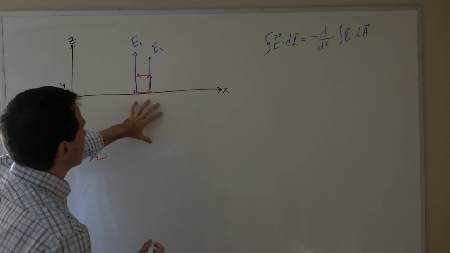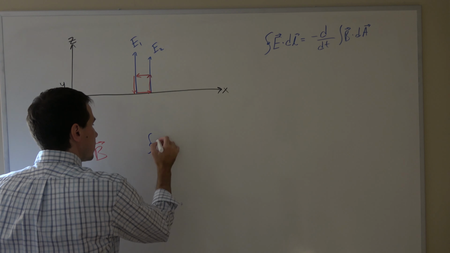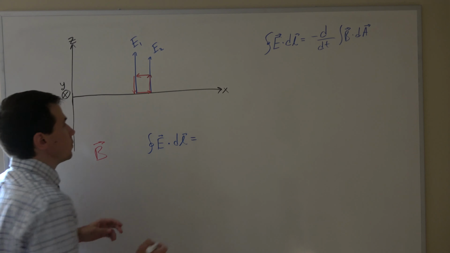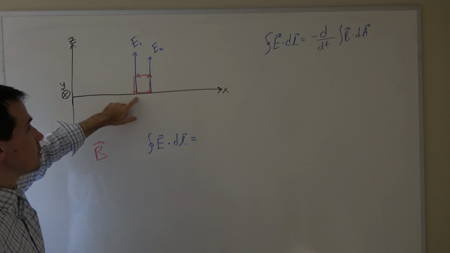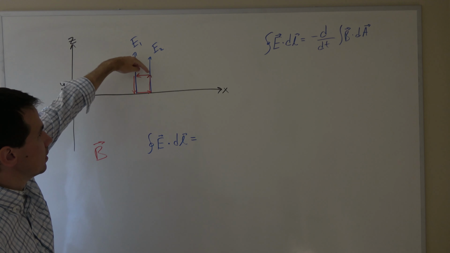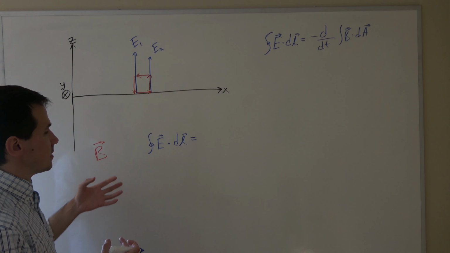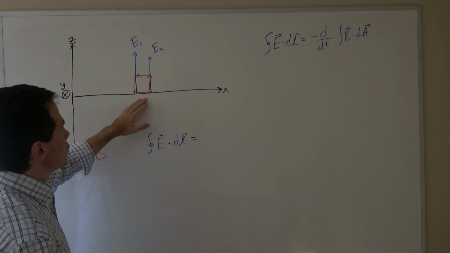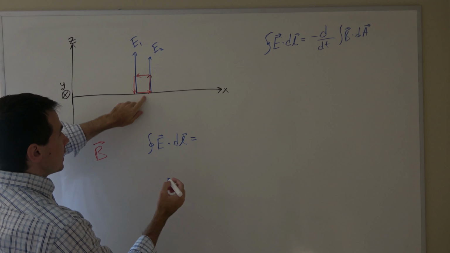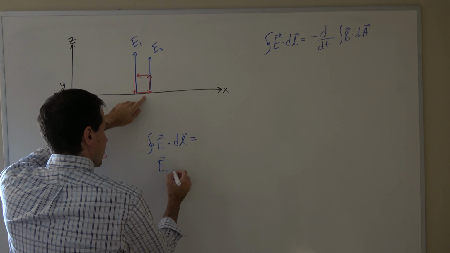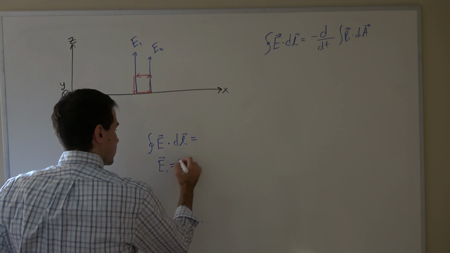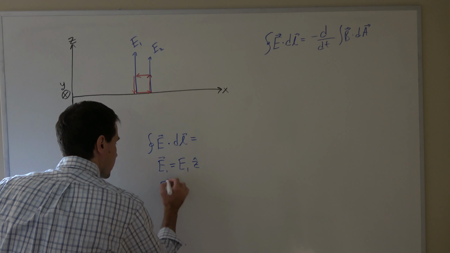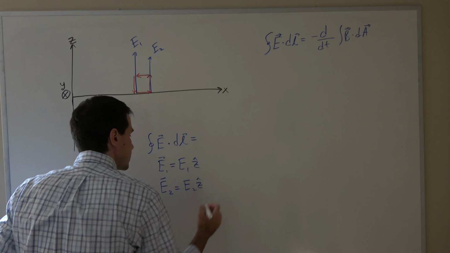So using this, we can write the integral of E dot dl as simply equal to, we're going to do this kind of piecewise. So we're going to do this bottom section, then this section, then the top, and then the bottom, right? All we're going to do is take our electric field and dot it with that individual length element. Our electric field is clearly just in the z direction, so it's just E1 z hat. And our electric field number 2 is clearly also just in the z direction, so we'll write it as E2 z hat.